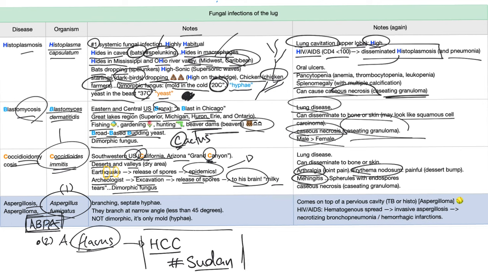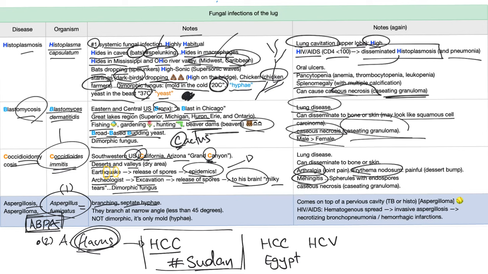When you see hepatocellular carcinoma in Sudan, it's usually related to Aspergillus flavus in the aflatoxins in the grains and soybeans, etc. But if you see hepatocellular carcinoma in Egypt, just north of the invisible line, it's probably due to hepatitis C virus.